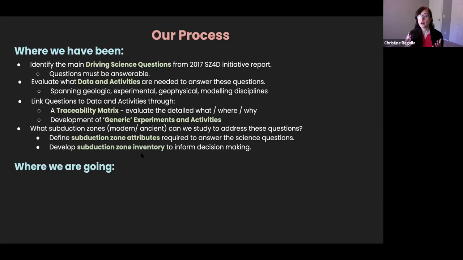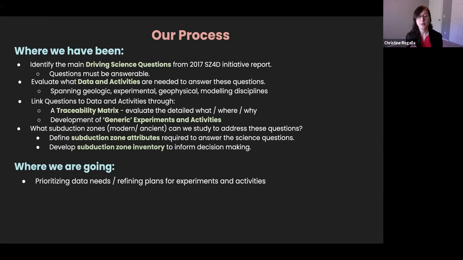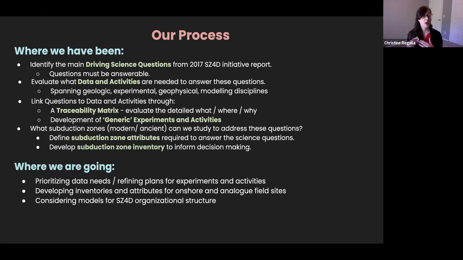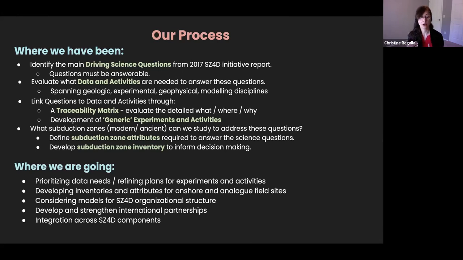Okay, so where are we going next? Well, some of the next things that we need to do are prioritize data needs and refine plans for experiments and activities, develop inventories and attributes for onshore analog field sites, and we need to consider what models for SZ4D organizational structure might actually benefit us. We need to develop and strengthen international partnerships. And we need to work on integration across SZ4D components.